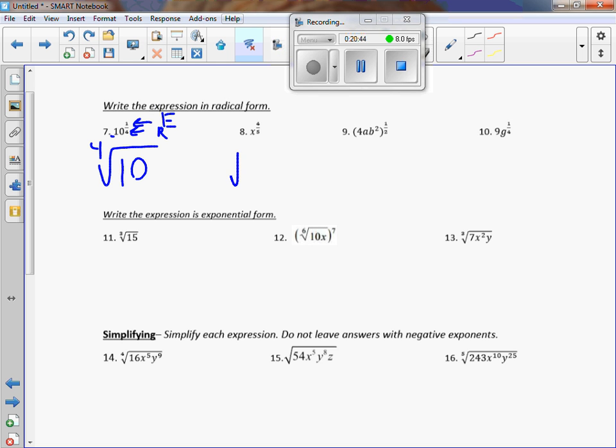Number 8, again, fraction means radical. We get x, the top number is the exponent. The bottom number is the root. So that's the answer there.